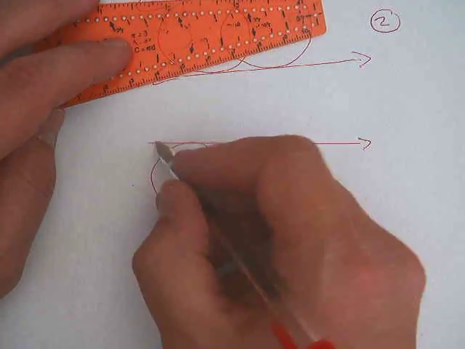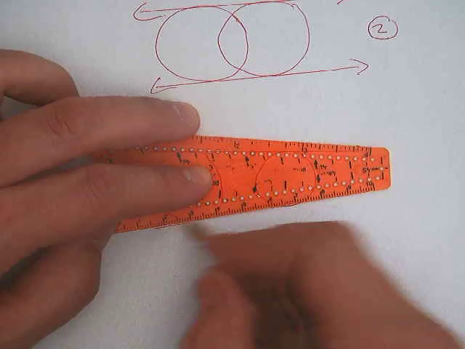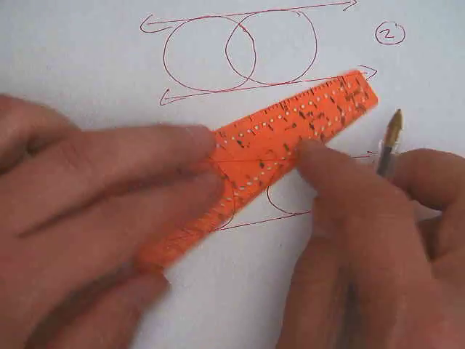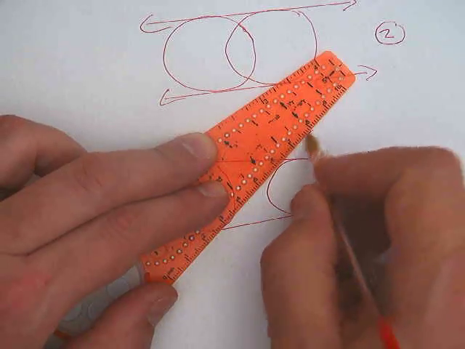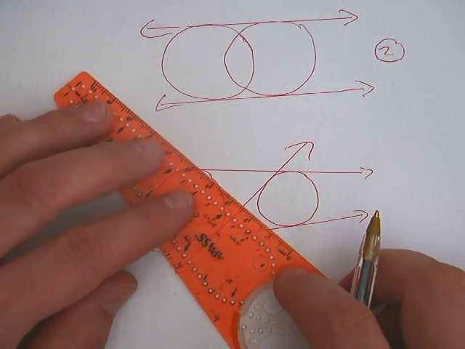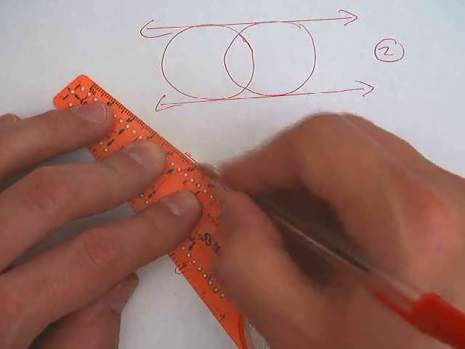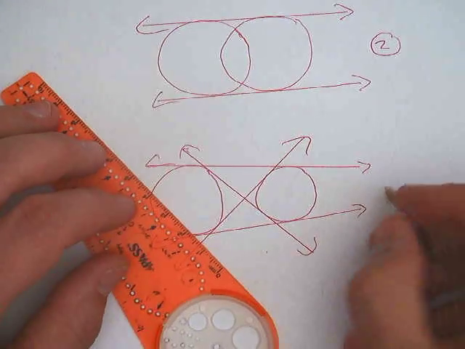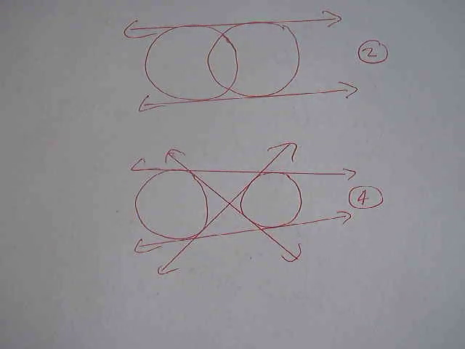And down to these two circles right here, I can draw one here at the top. I can draw one at the bottom. I could connect these right here. There's a third one. And here's a fourth one. So these have four common tangents right here.